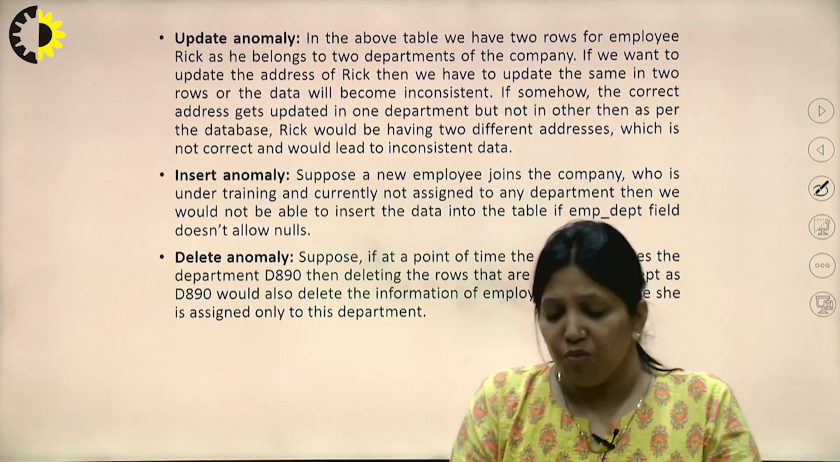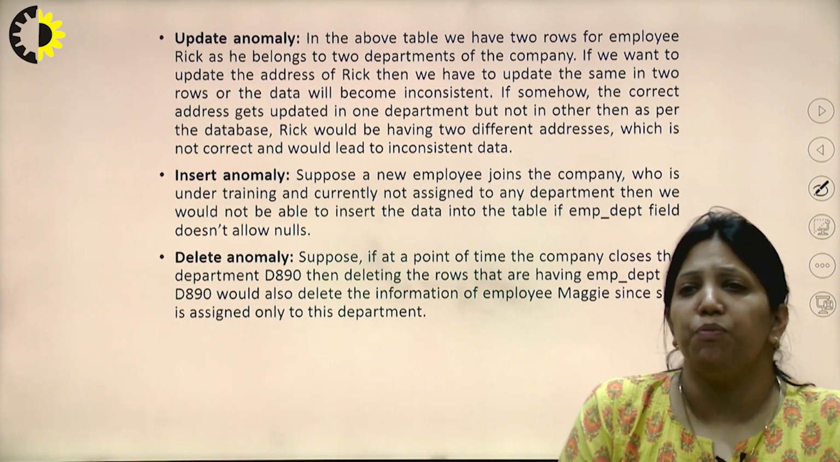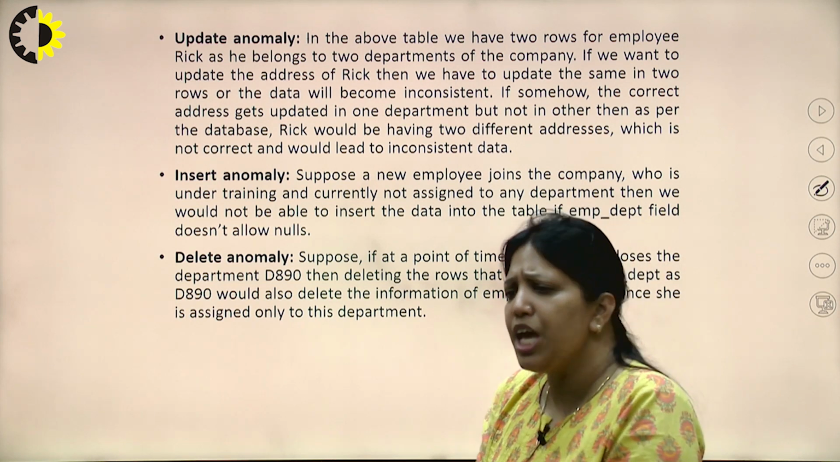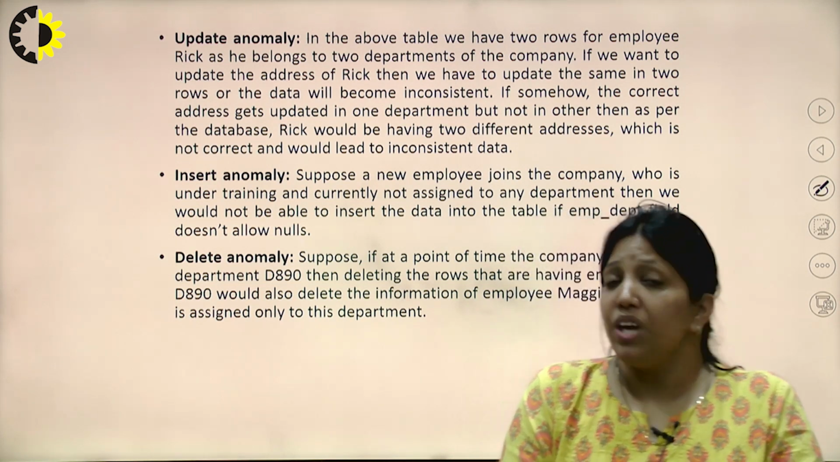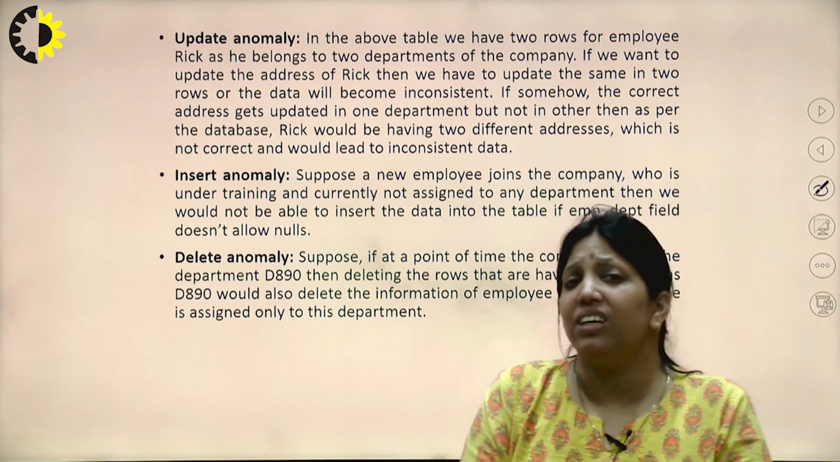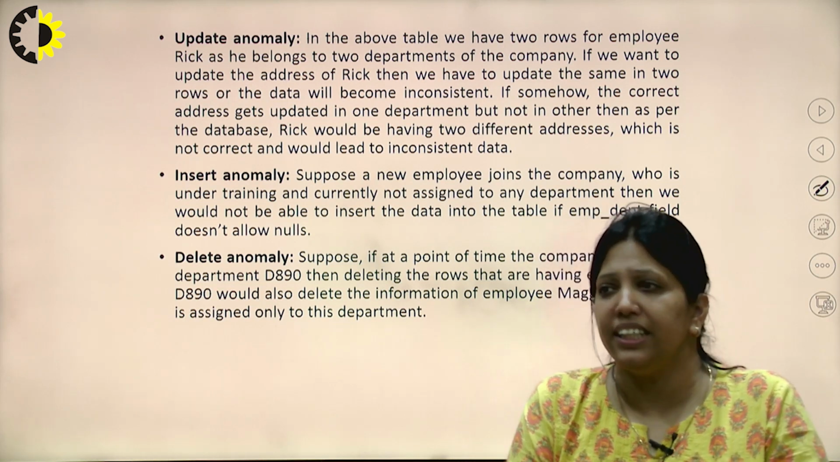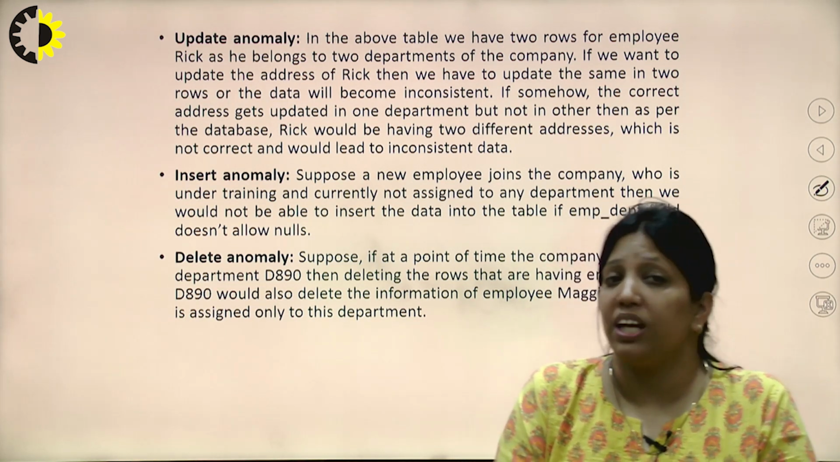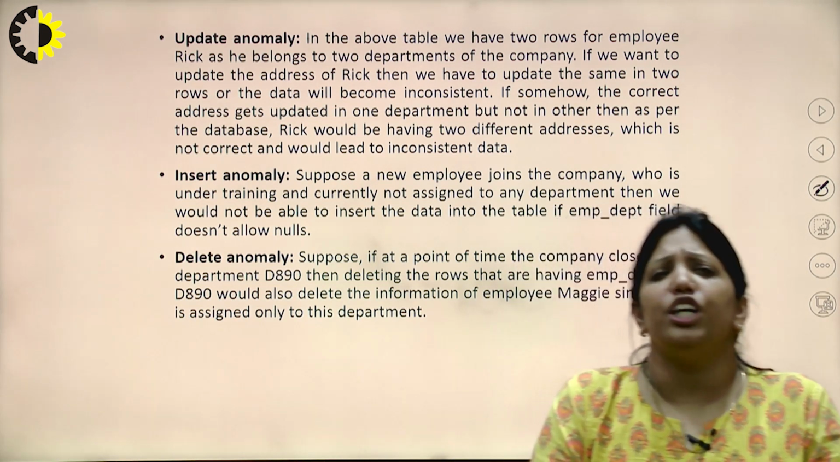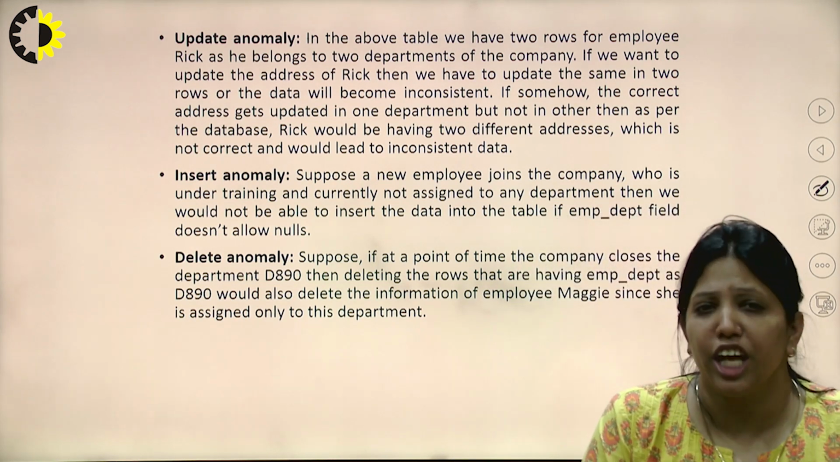Because for adding that employee, we also need the department name, since we don't allow null values here. So we have insertion anomalies if we have redundant data or have not applied normalization. Then the third type of anomalies is the deletion anomalies.